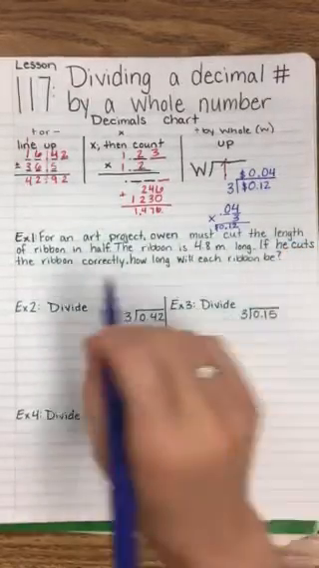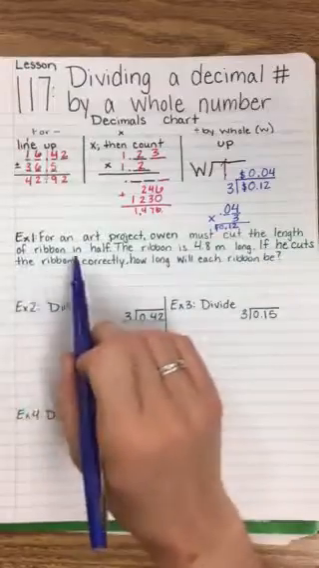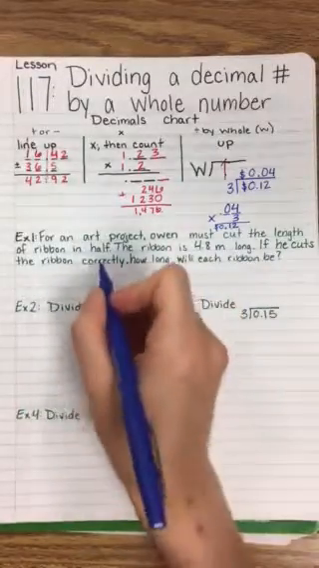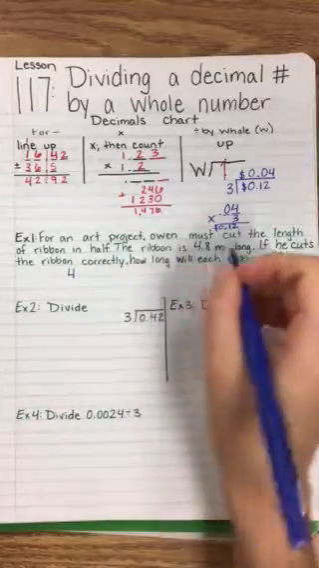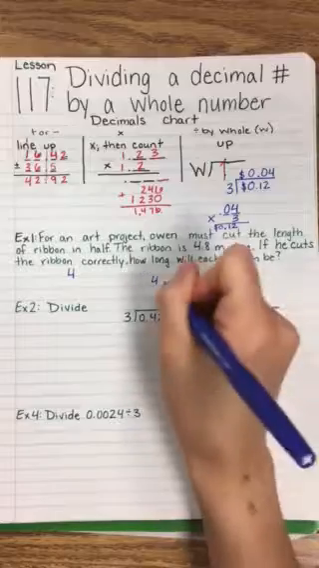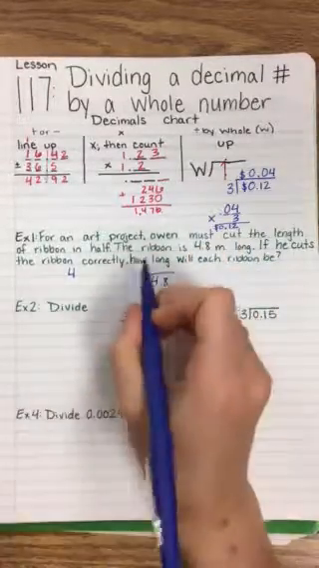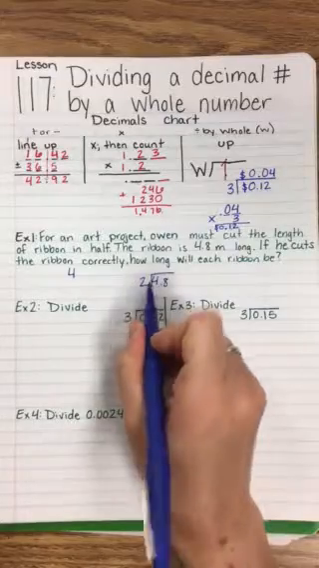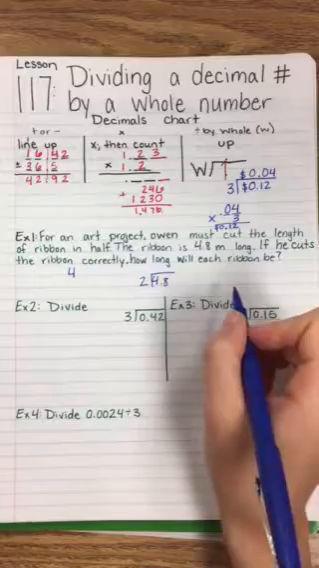Now, example 1. For an art project, Owen must cut the length of ribbon in half. The ribbon is 4.8 meters long. So I'm going to do it here. 4.8 meters long, and I'm going to divide it by 2. Okay, so then it's asking, if he cuts the ribbon correctly, how long will each ribbon be?